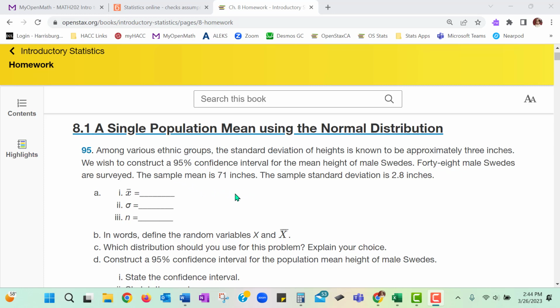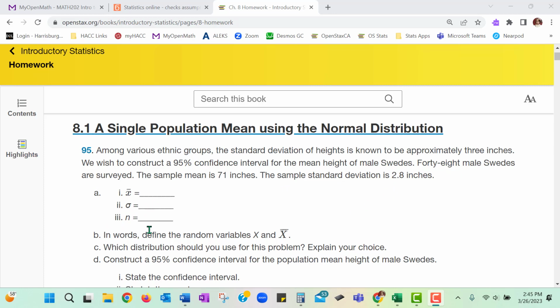Okay, so this is a problem from the homework section of our textbook in Chapter 8, number 95. Among various ethnic groups, the standard deviation of heights is known to be approximately 3 inches. We wish to construct a 95% confidence interval for the mean height of male Swedes. 48 male Swedes are surveyed. The sample mean is 71 inches. The sample standard deviation is 2.8 inches.